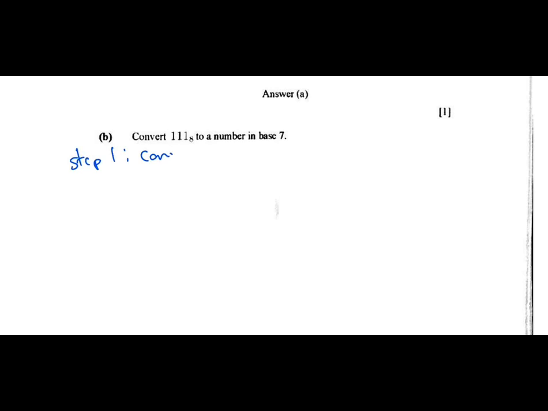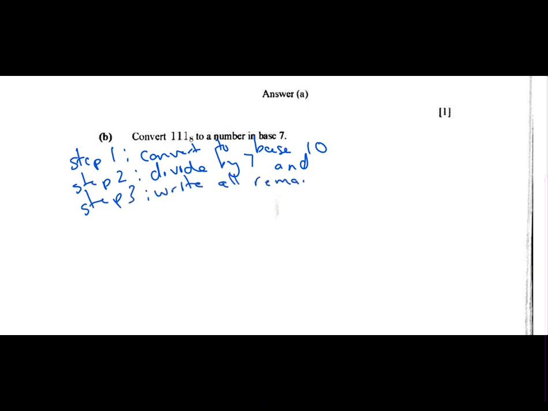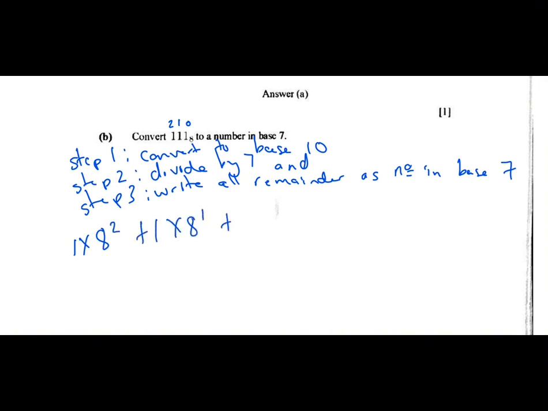Convert 111 base 8 to a number in base 7. Here the first step is to convert to base 10, and then the second step is to divide by 7 in order to get numbers in base 7, and then we take the remainders. Step 3 would be to write down the remainders from the bottom going up. The first number closest to the base is to the power 0, the next one to the power 1, power 2, and so on. So it will be 1 times 8 to the power 2 plus 1 times 8 to the power 1 plus 1 times 8 to the power 0.